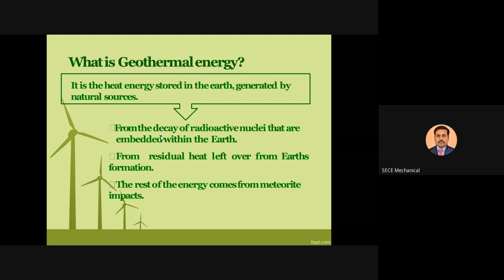That hot steam can be trapped, that is, extracted, and we can send it to the turbine for the expansion process. Due to that expansion, the turbines are rotated, so power will be generated.